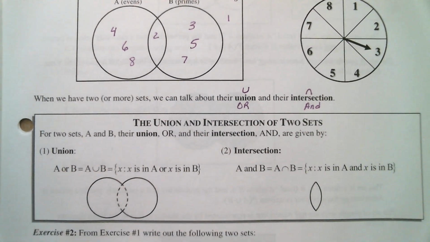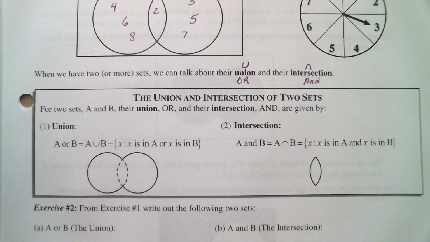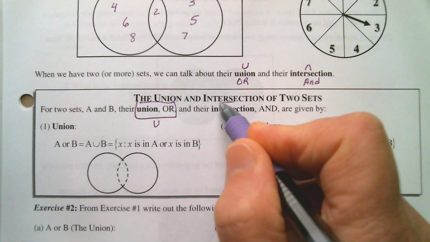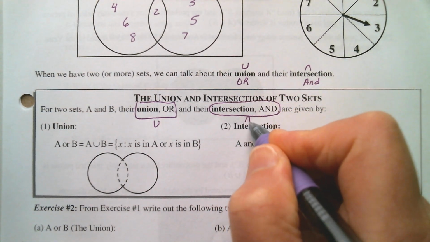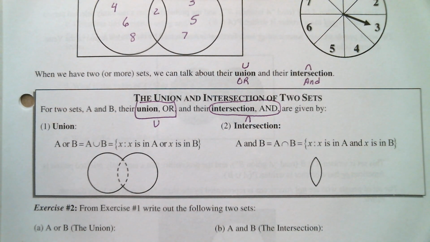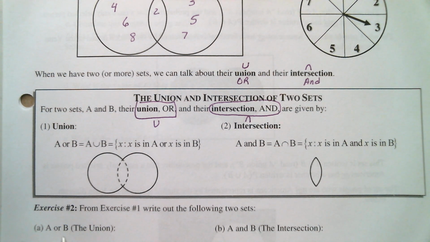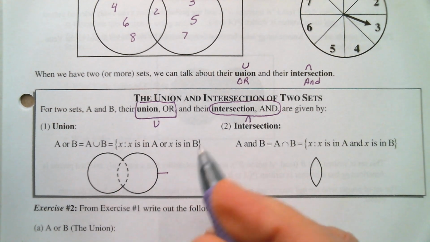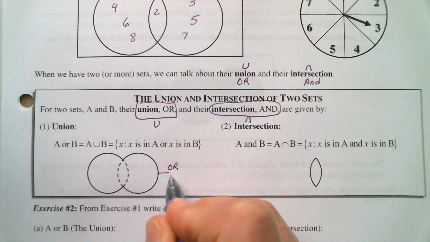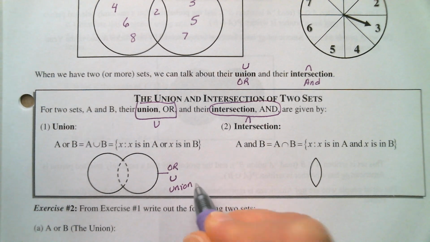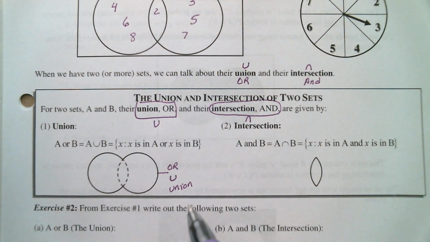So for 2 sets, A and B, their union, OR, and their intersection, and you've got to keep these two straight. Union is for OR, the symbol is that, and intersection is for AND, the symbol is this, are given by A or B equals A union B. That is a set of all x such that x is in A or x is in B. So that's the OR that we've been seeing in our Venn diagram. Remember, we always draw up to the side here. Well, the 2 circles combined is our OR. Well, now we have a symbol for it. And we also have another name for it, and that is union. These are both sets combined.